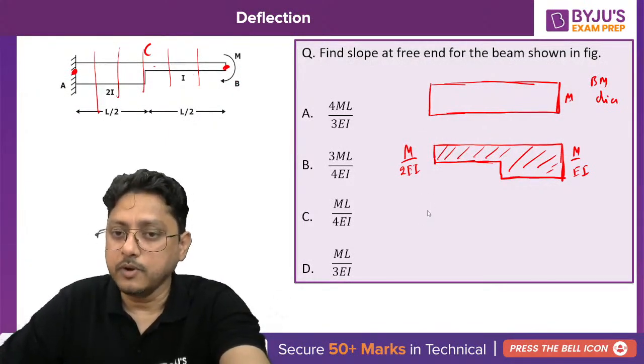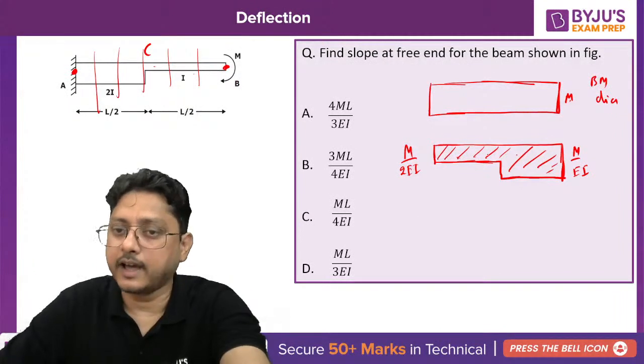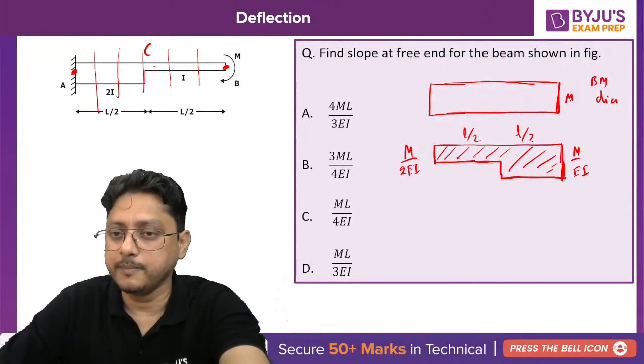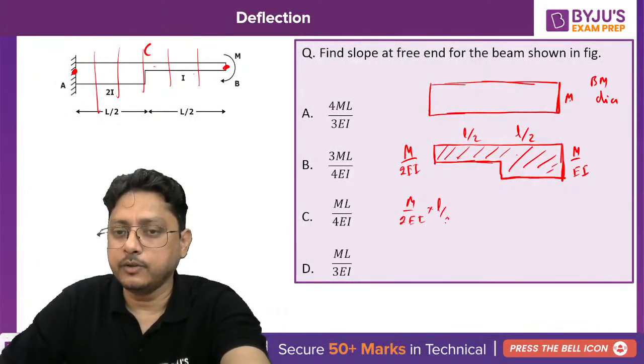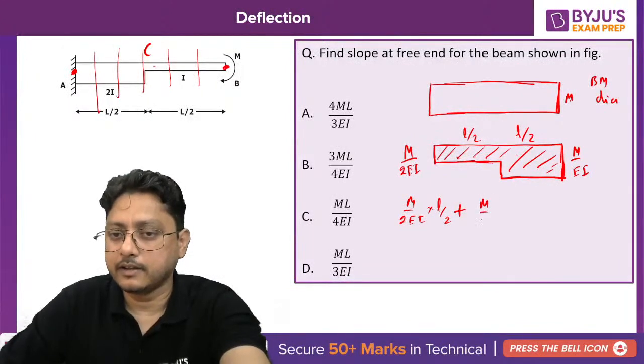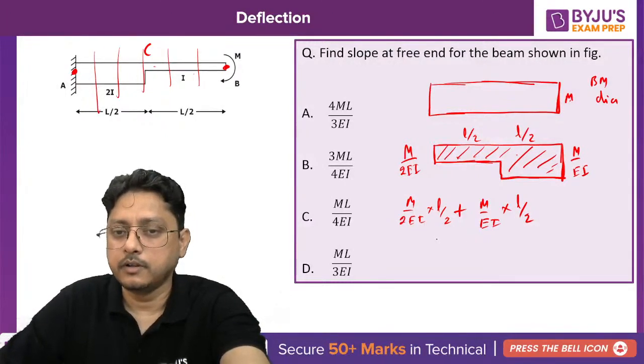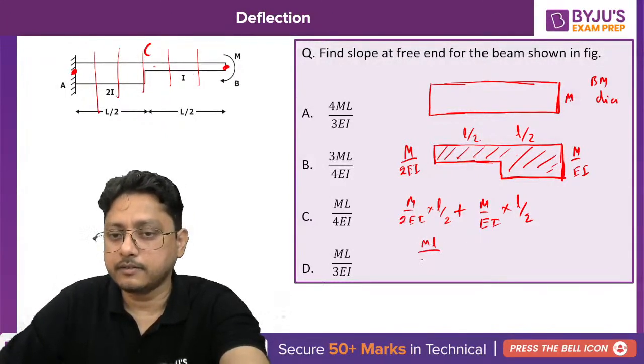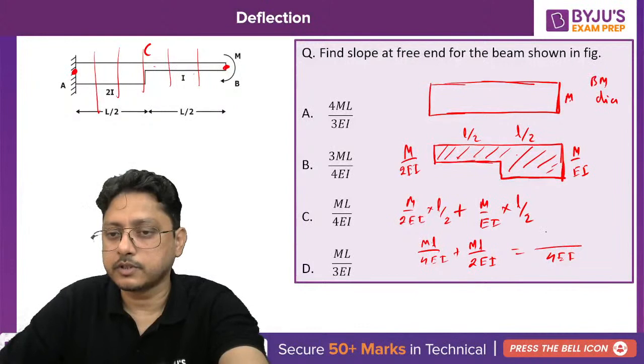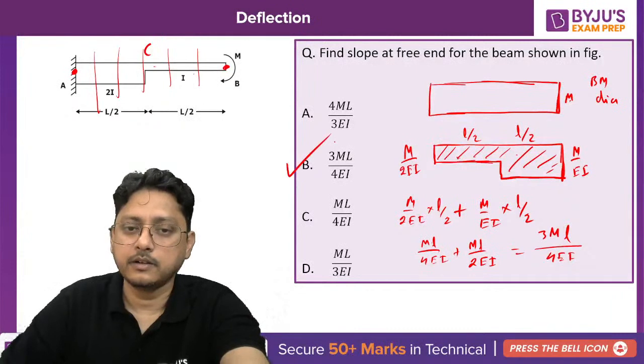That's all. What will be the area? See, you have two rectangles. The length here is L by 2 and here also L by 2. Simply take the area of that. M by 2EI multiplied by L by 2, plus M by EI multiplied by L by 2. Calculating this, you get ML by 4EI plus ML by 2EI. If you add these two, you get 3ML by 4EI. That's all. Are you able to understand that?